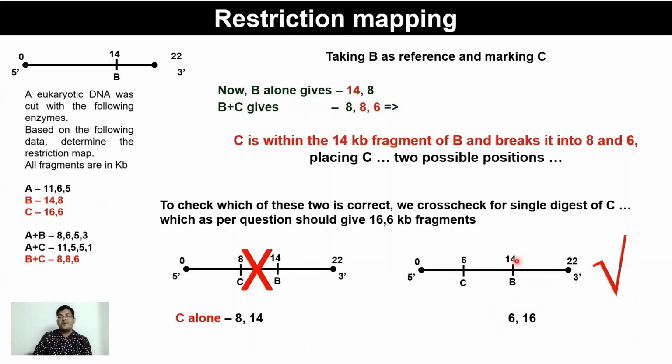Right? So for B plus C, we have already fixed the positions. The next challenge is to fix the position of A. So let's look at how you go about fixing the position of A in this map, given that you have already fixed the positions of B and C. So we take this map forward and look for the positions of A in this mapping question.